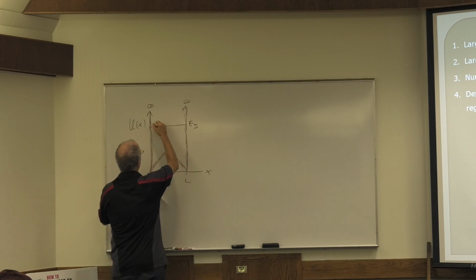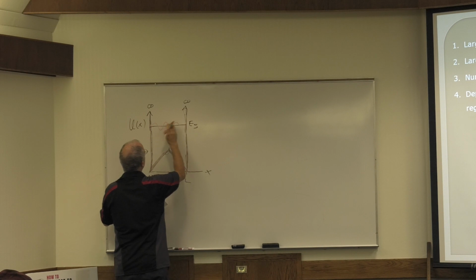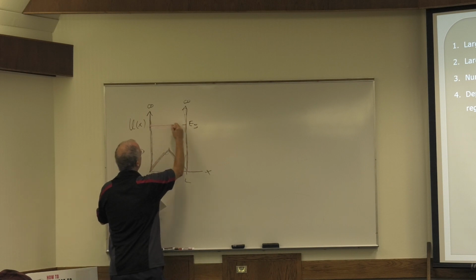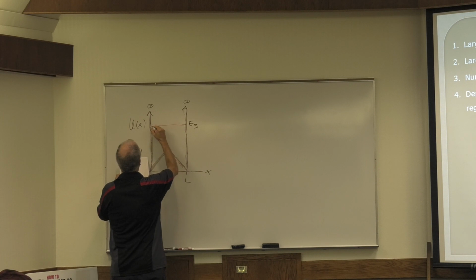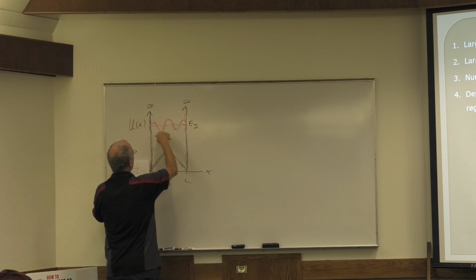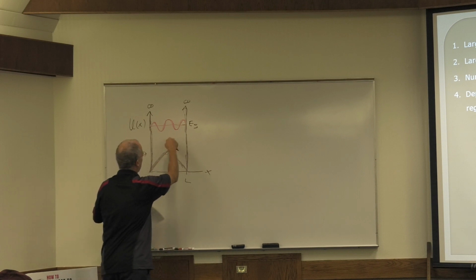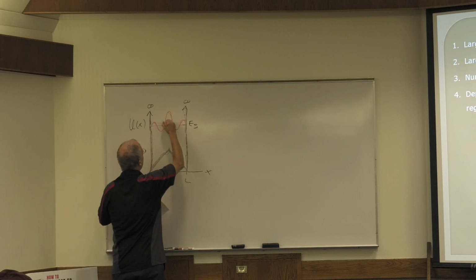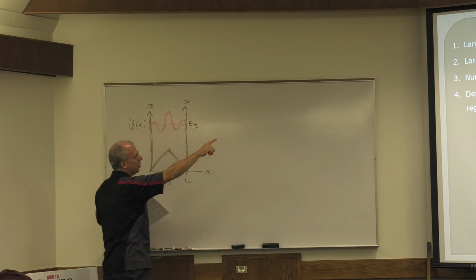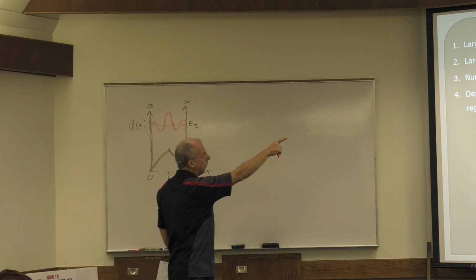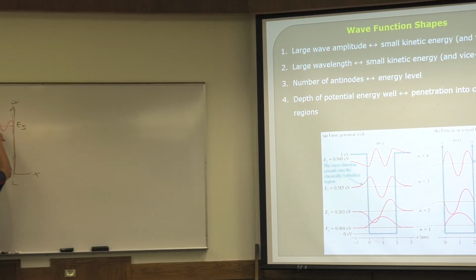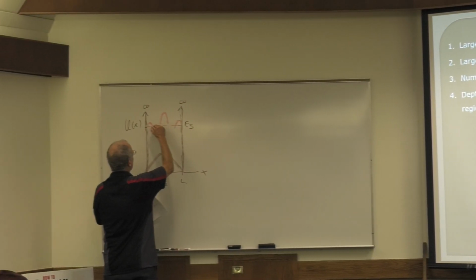Now we're going to adjust this, don't worry. Okay, so 1, 2, 3, 4, 5. Okay, we got the 5 antinodes. Now, small kinetic energy means large wave amplitude. All right, so we want this to be up here, right? Big wave amplitude. Also, large wavelength, small kinetic energy. So we want this wavelength to be bigger. So we got to adjust that too. Let's kind of have it like this.